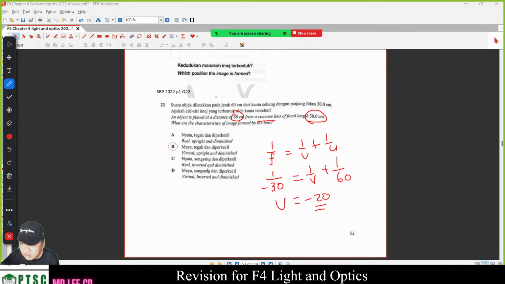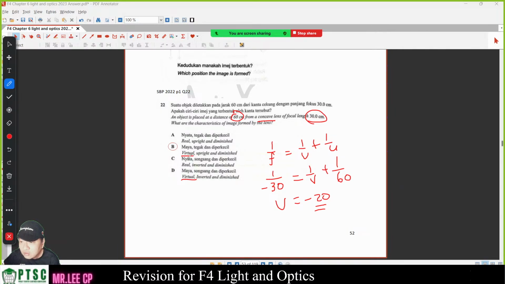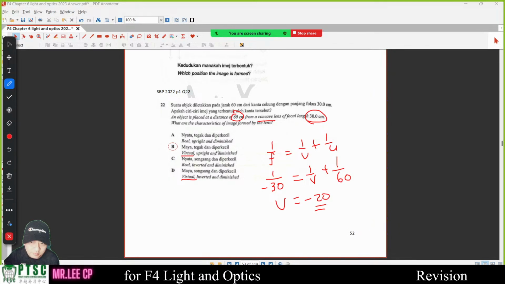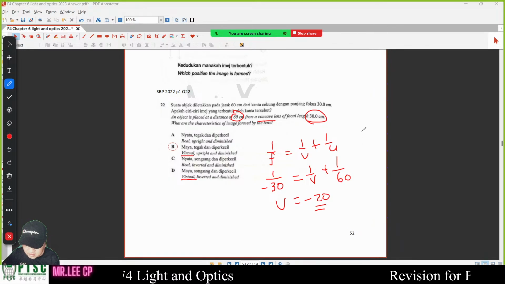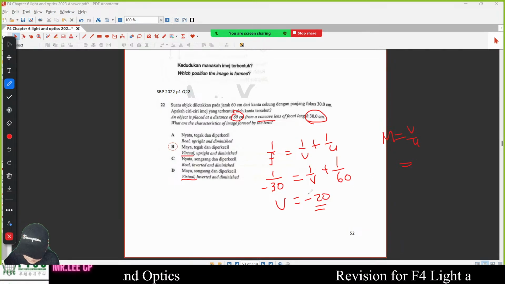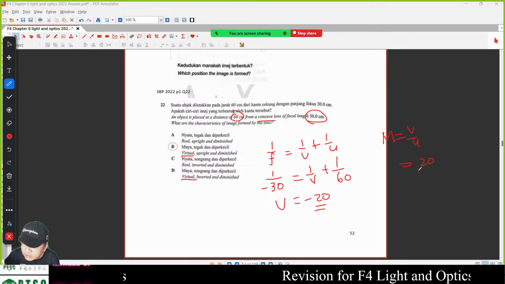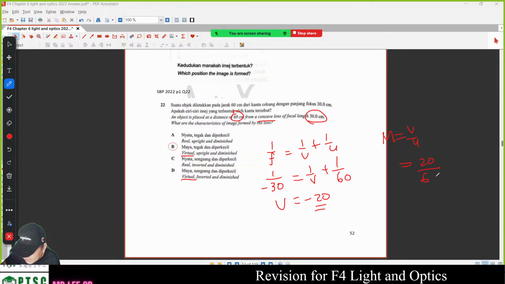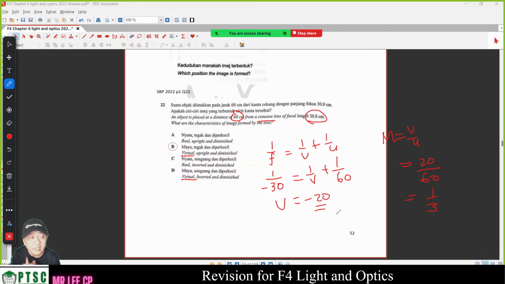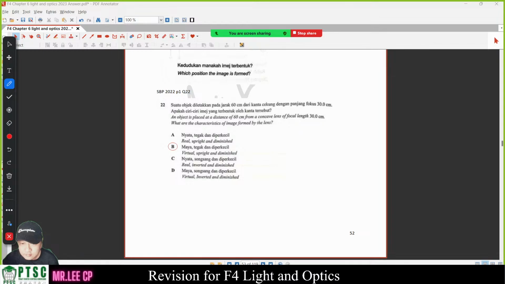Negative 20. Negative means it is virtual already. Now, virtual must be upright; virtual cannot be inverted. So the answer must be B already, but diminished or not, I don't know. Magnification is V over U. The negative no need to put in; negative just tells you virtual or real. So 20 divided by U, U is 60, so 1 over 3. 1 over 3 is diminished; less than 1 means diminished already. So the answer is B.